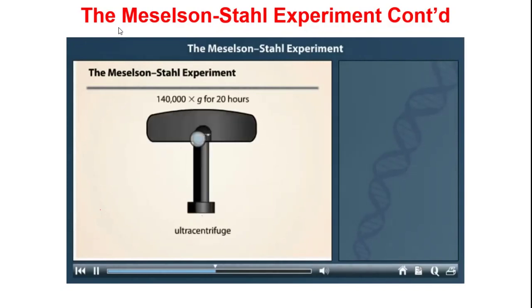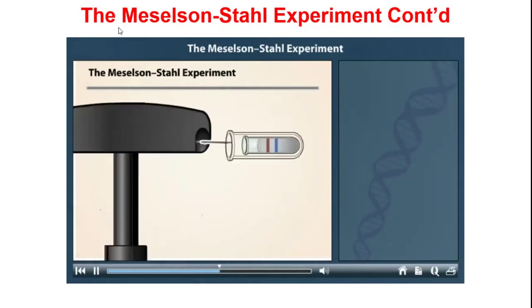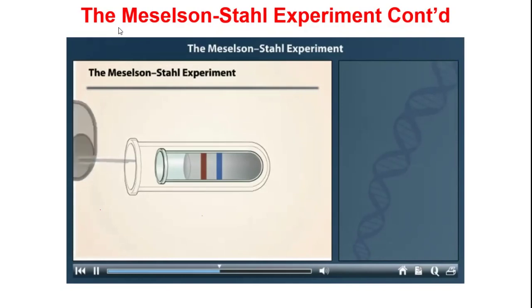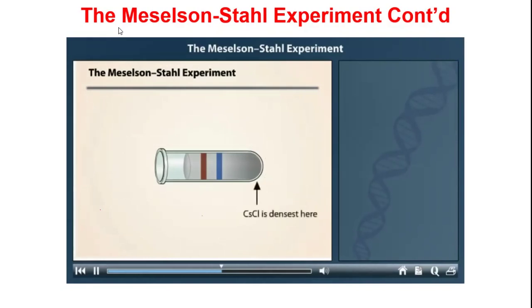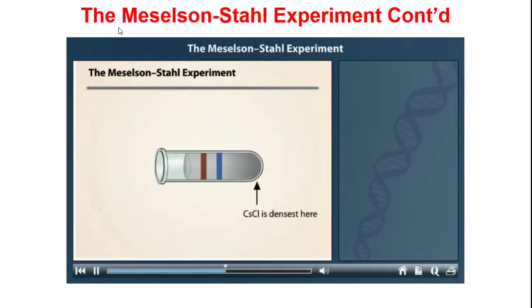At this high speed, cesium ions had a tendency to sediment toward the bottom of the tube, forming a higher density solution at the bottom compared to the top. Other substances, such as the DNA, move to the position within the tube that matches their own density.